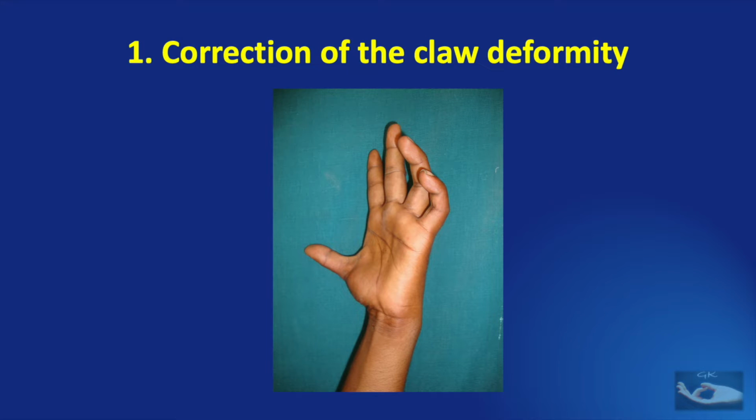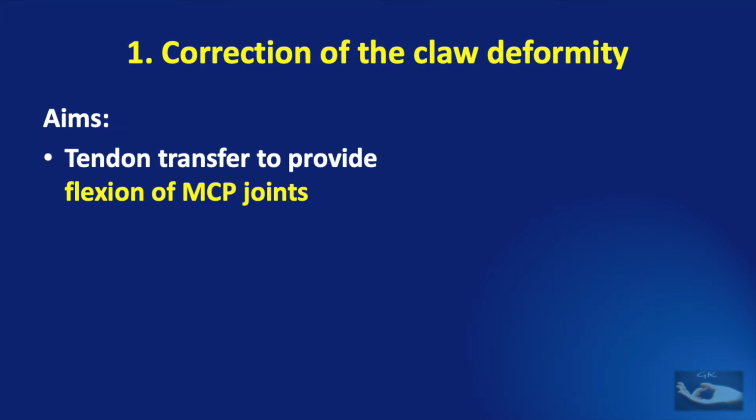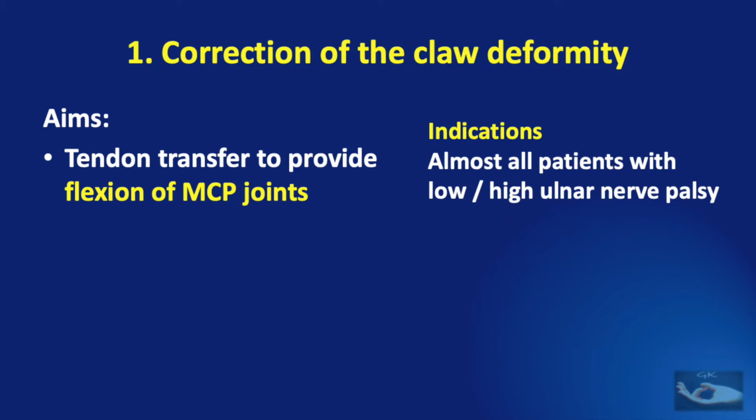A tendon transfer to correct a claw deformity may have to do 2 functions. One is it has to achieve flexion of the metacarpophalangeal joints, and sometimes it may also have to provide extension of the interphalangeal joints. The requirement for providing flexion of the metacarpophalangeal joints is very basic and will be required in almost all patients with low or high ulnar nerve palsy.